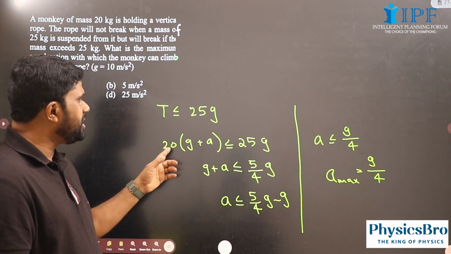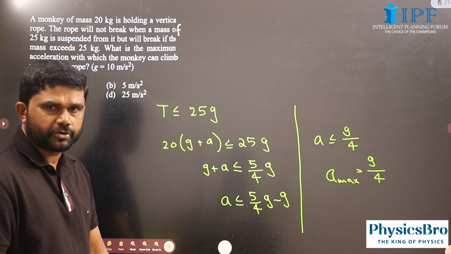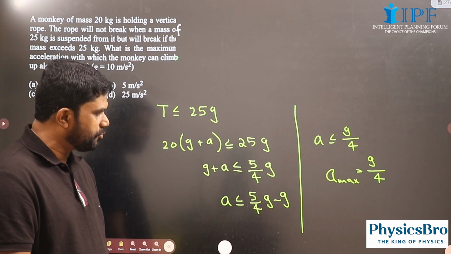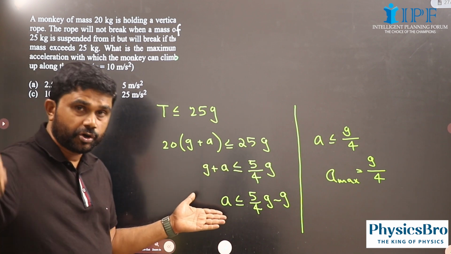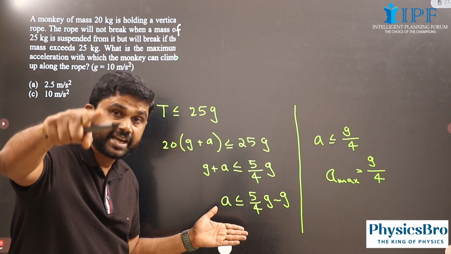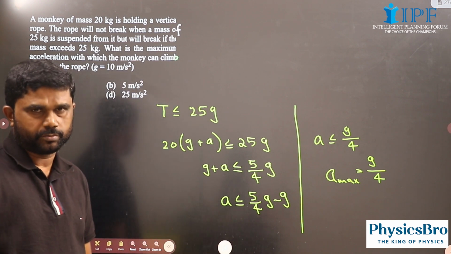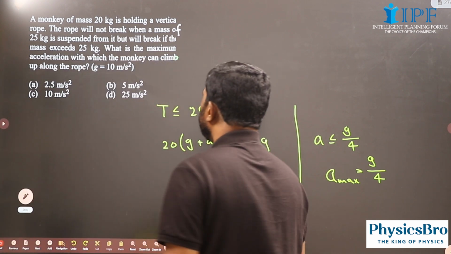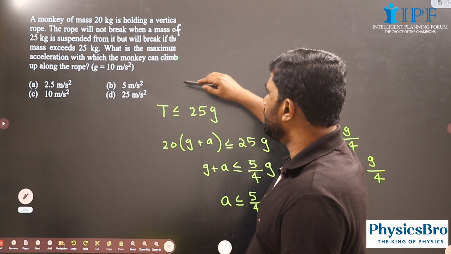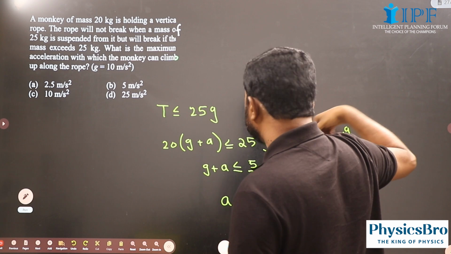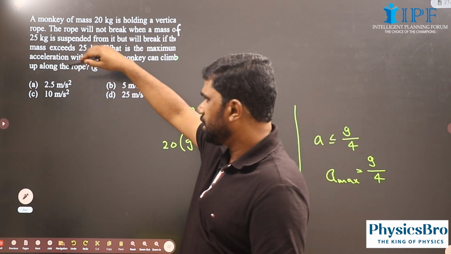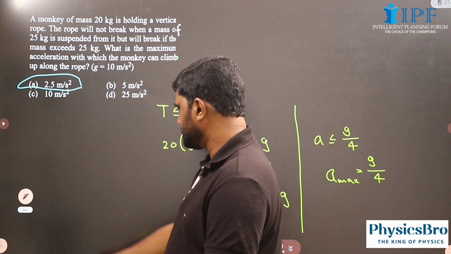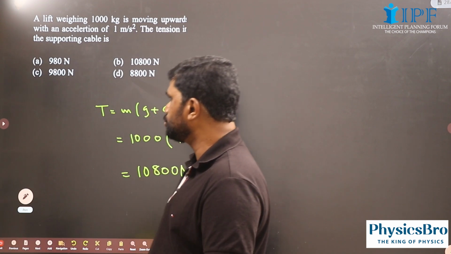So 20 into g plus a should be less than or equal to 25 g. g plus a should be less than or equal to 5 by 4 g. So a is less than or equal to g by 4, means a cannot be greater than g by 4. Means g by 4 is the maximum acceleration. So the maximum acceleration with which the monkey can climb is g by 4, means 10 by 4, that is 2.5 meter second raised to minus 2.